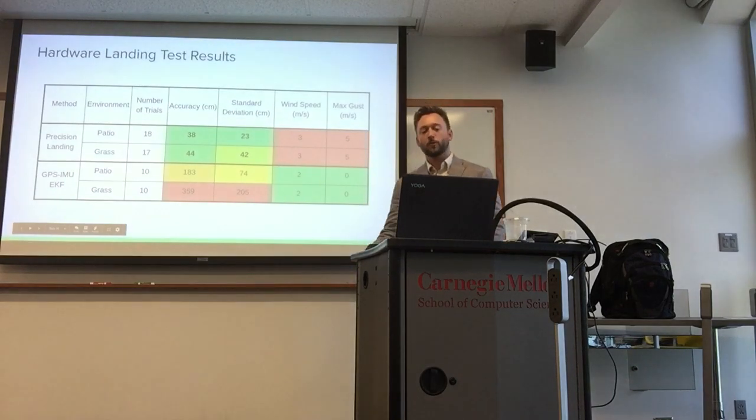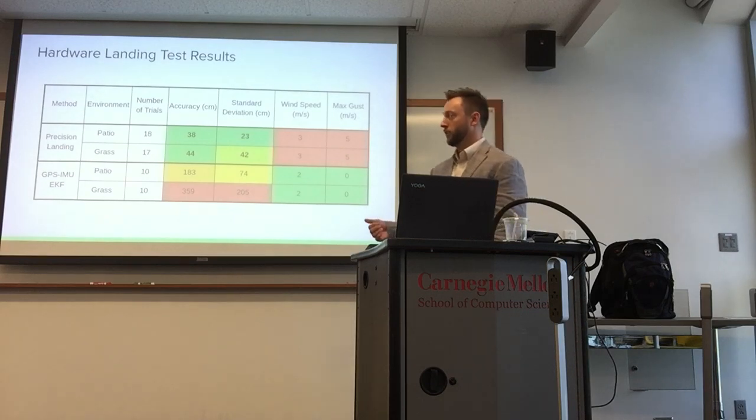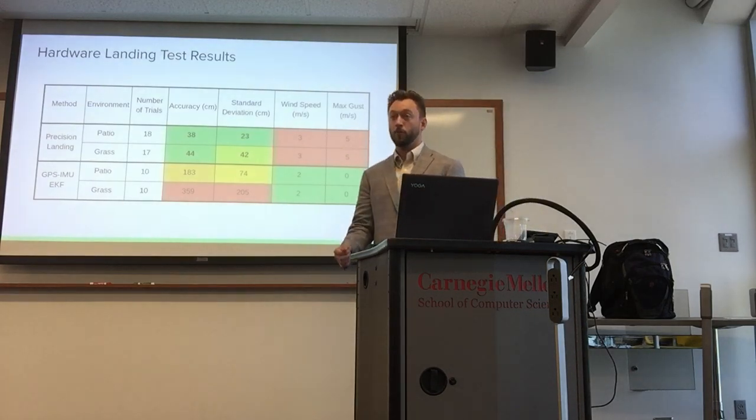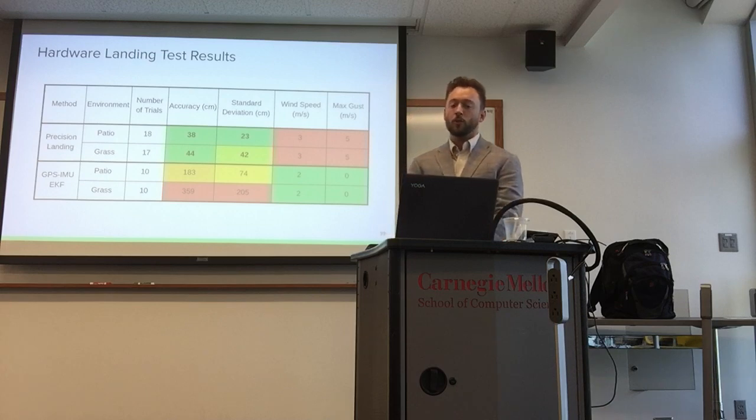So we specifically compared with the extended Kalman filter on board using the GPS and IMU in the grass environment and the patio environment from the first example. And here you can see the precision landing algorithm far outperforms the GPS IMU extended Kalman filter running on board, both in terms of accuracy and precision.